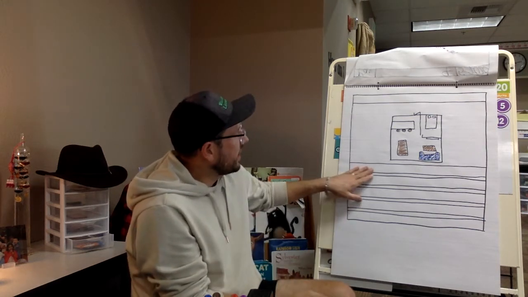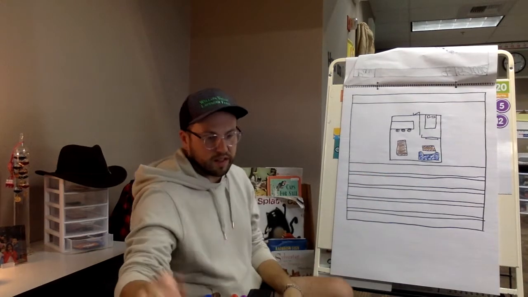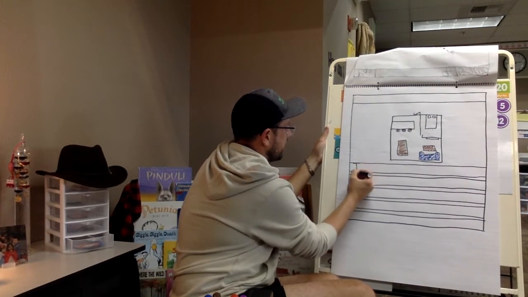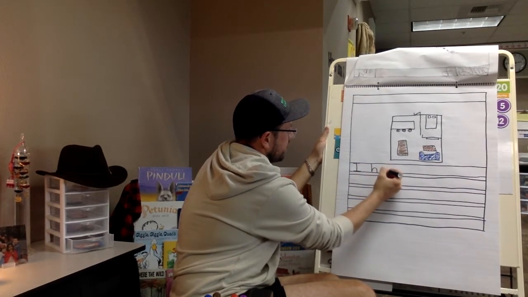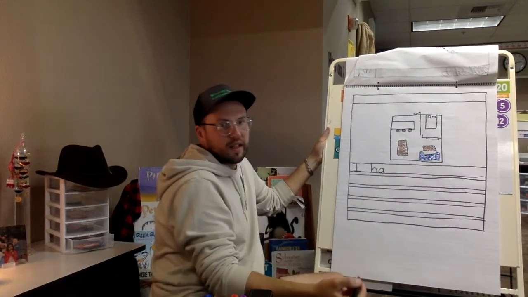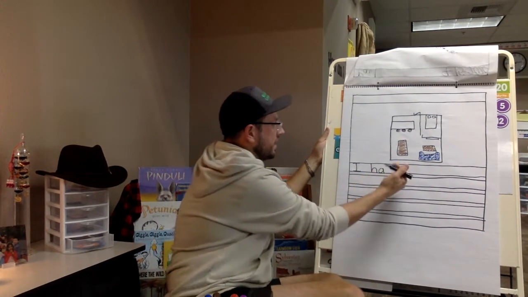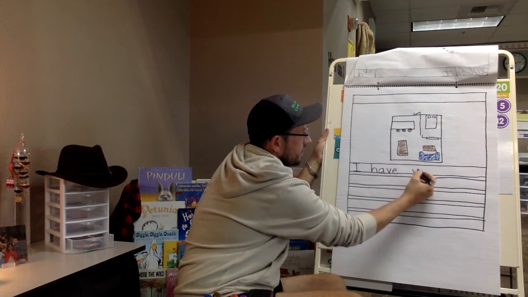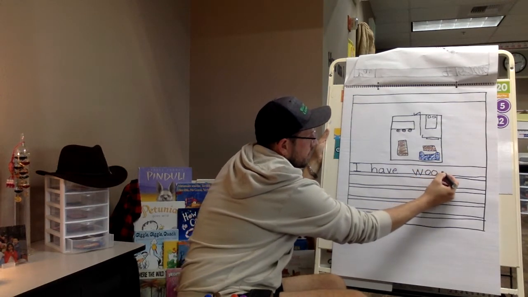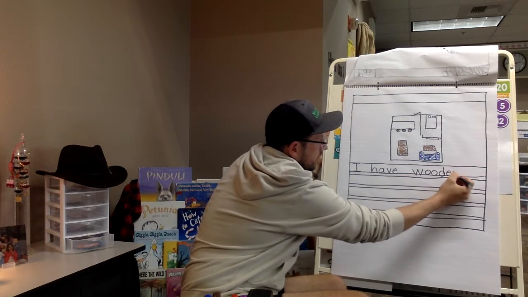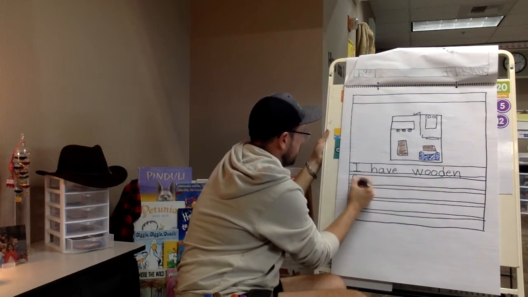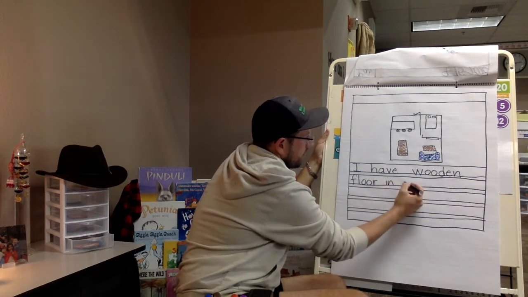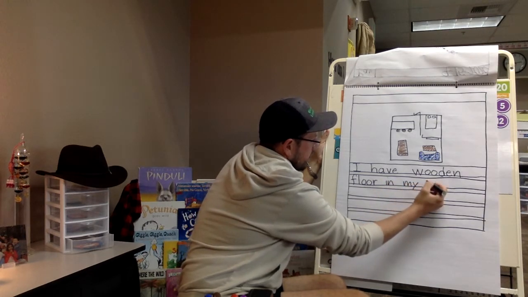I'm going to say that I have wood floors in my house. Okay? So I'm going to start with my capital. I have... Sound it out as best you can. The wooden floors in my house.